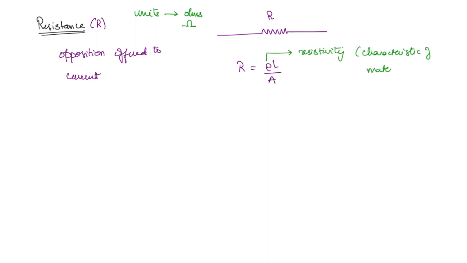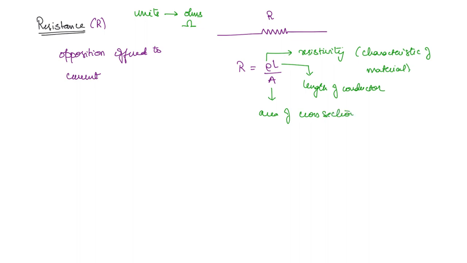So if you are using copper, there's going to be one value of rho. If you are using aluminium, then there's going to be a different resistivity. So it will depend on the material that is used. What about L? This is the length of the conductor, and A is the area of cross section.